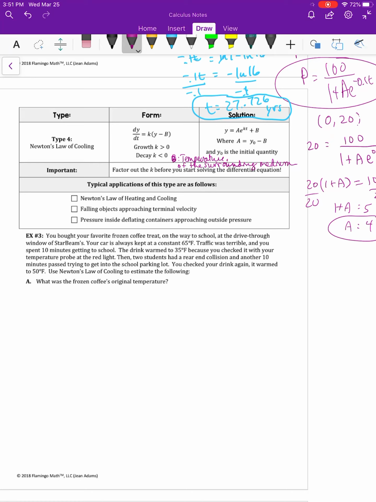And so, example number 3, you bought your favorite frozen coffee treat on the way to school at the drive-through window of Starbeams. Your car is always kept at a constant 65 degrees Fahrenheit.